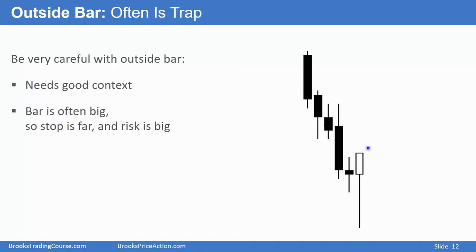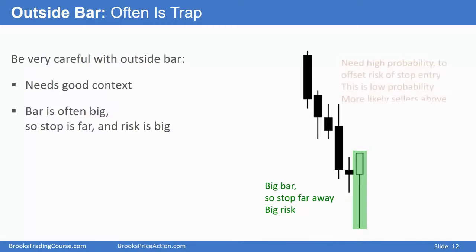If you buy up here above the high of this bar, you're taking a low probability trade with big risk. Big risk means bad risk reward. You're buying a trade that has bad risk reward and bad probability. That is a bad trade. More likely, you'd make money selling up there. I personally would not buy that. If anything, I would be prepared to sell.